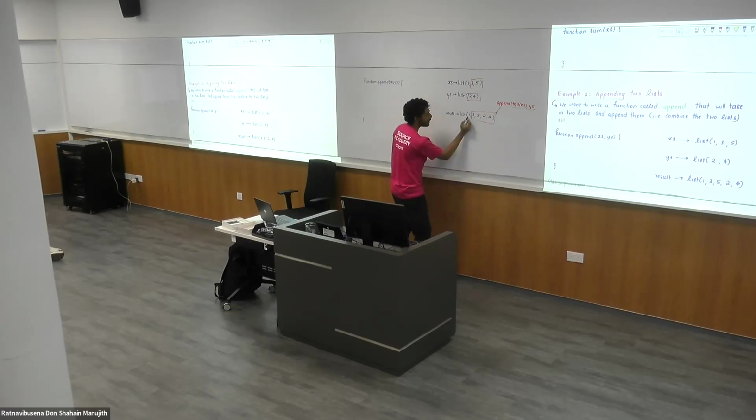So then how can I get this one? I need to combine this thing with 1. I already have this part, that is appending the tail of XS to YS, but this one is missing. How can I get that one? Yes, correct. Pair the head of XS to this answer.